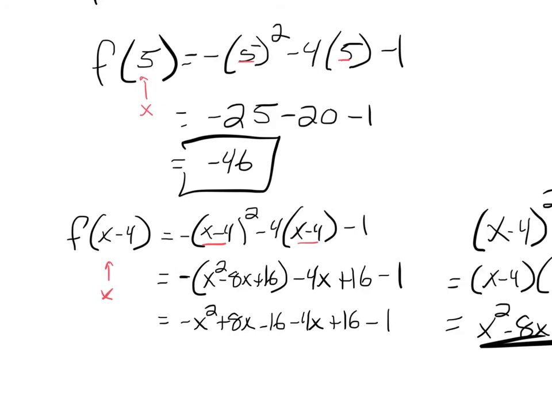Last thing I'm going to do now is just combine like terms, and we would be done. So I'll get negative x squared. That x squared term is the only x squared term. Now there are x's, we've got 8x and negative 4x. Those combine together to give us a positive 4x. And then we have negative 16, positive 16, minus 1, all put together to give us a minus 1.